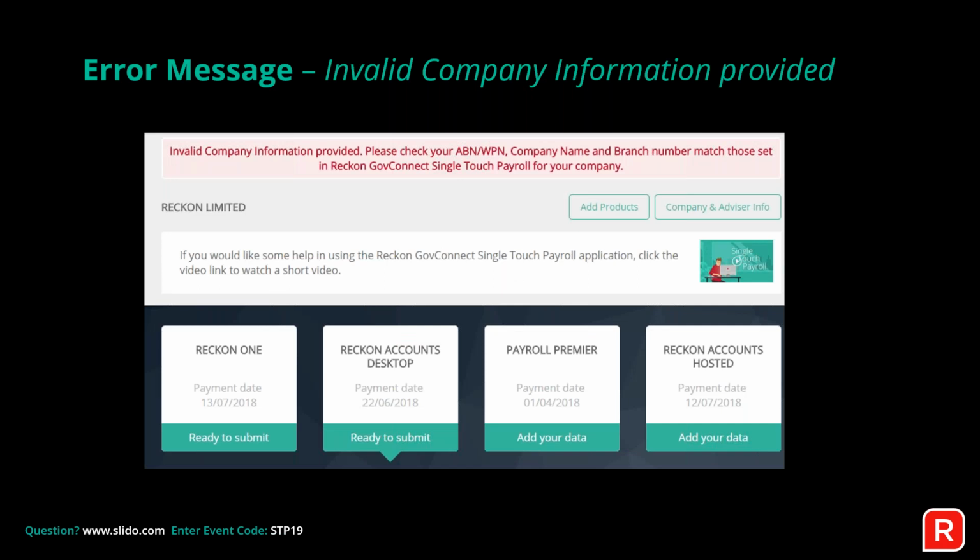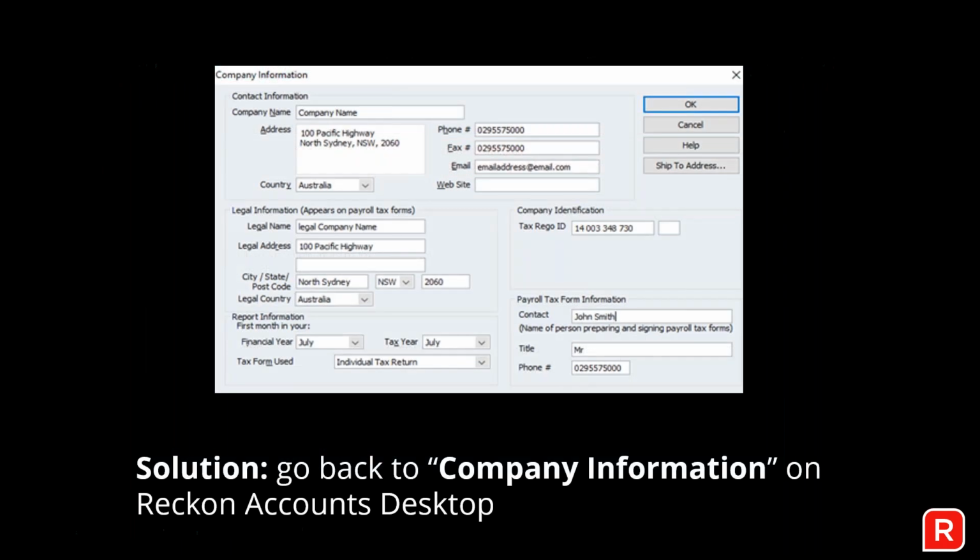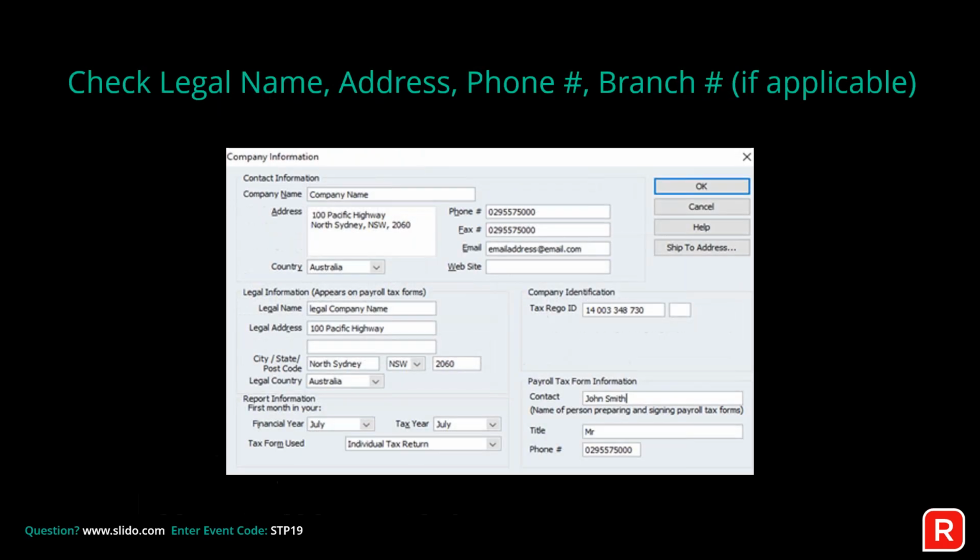Another error message that seems to come up often is "invalid company information provided." Your solution here is to go back into your product, go to your company information area and the legal name, and ensure that we have all the correct information for legal name, for legal address, for your tax rego, for your tax file number, and any other details there. And then create the STP file again and submit it up to GovConnect.